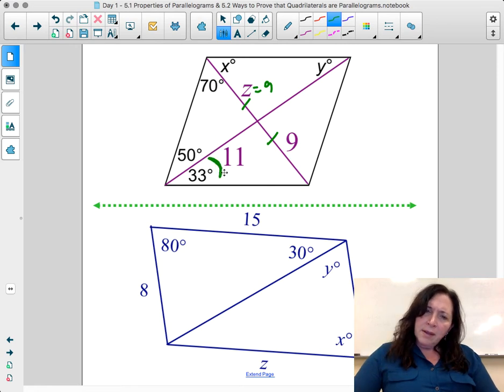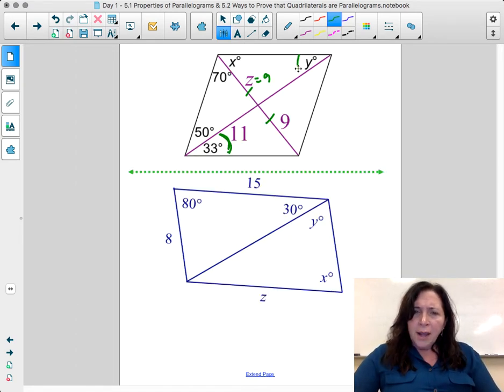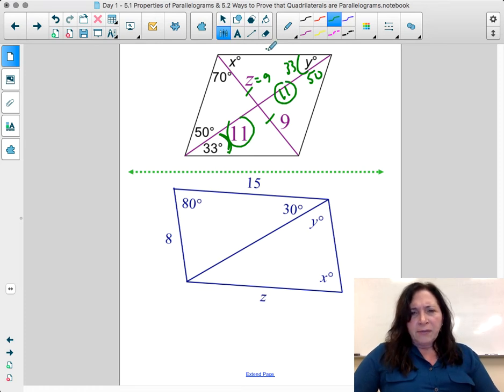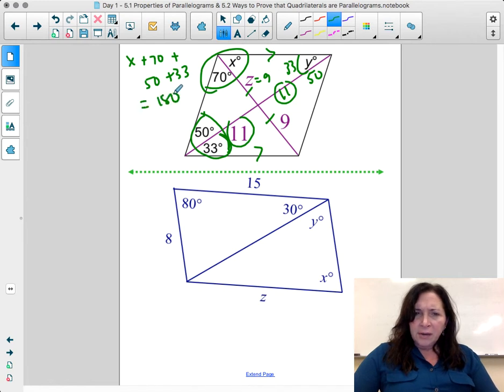We know that if this is a parallelogram, and it doesn't say that they're parallelograms, but we're assuming they are parallelograms, then y is 33 also, and this is 50. If this is 11, that's 11. We also know that if this is a parallelogram, then opposite sides being parallel, these angles here are supplementary. So I could say that x plus 70 plus 50 plus 33 all adds up to be 180 degrees.